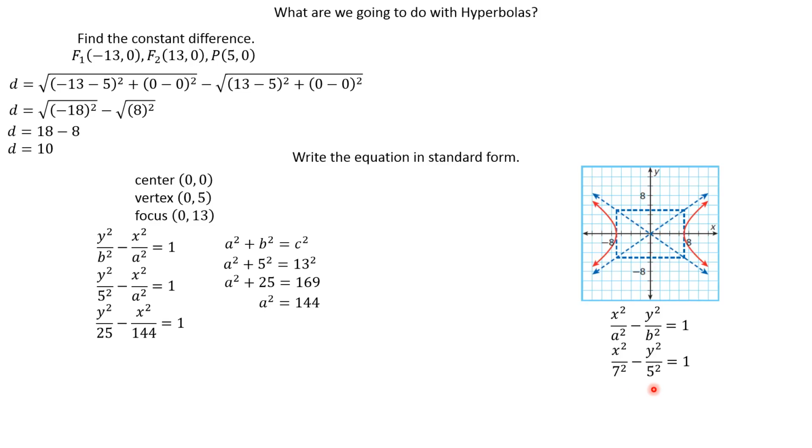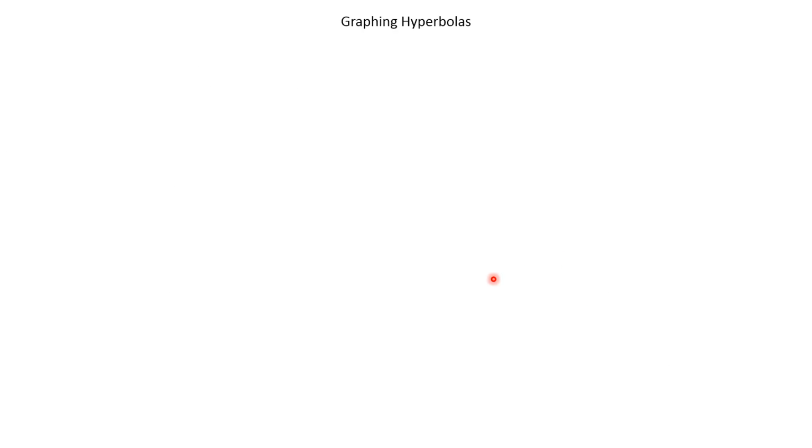And then 7 squared is 49, 5 squared is 25, and we get that equation. Notice this is pretty much the same as dealing with an ellipse, except with an ellipse, this box would just be elliptical. Other than that, it's the same. And then graphing hyperbolas is going to be very similar to graphing ellipses as well. So it's probably going to ask to find some pieces: vertices, co-vertices, and asymptotes, and then graph.